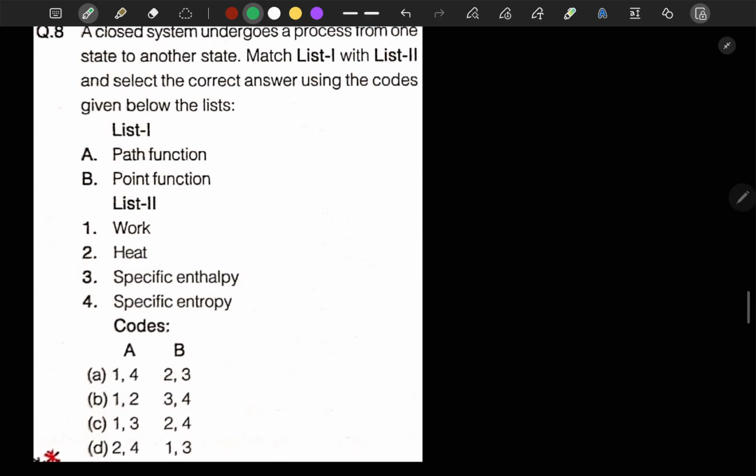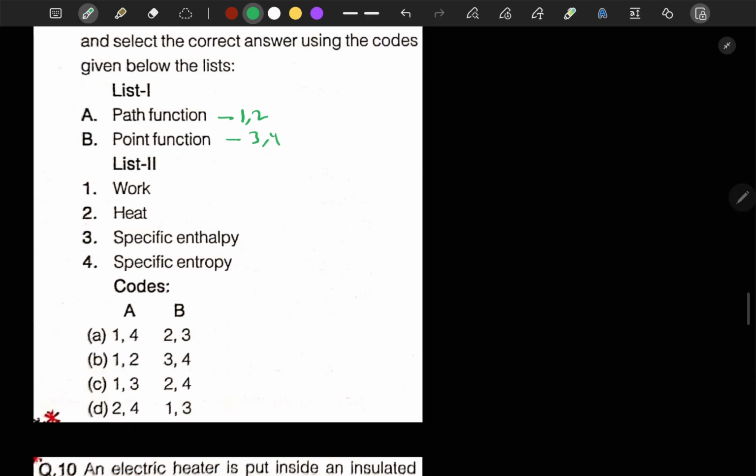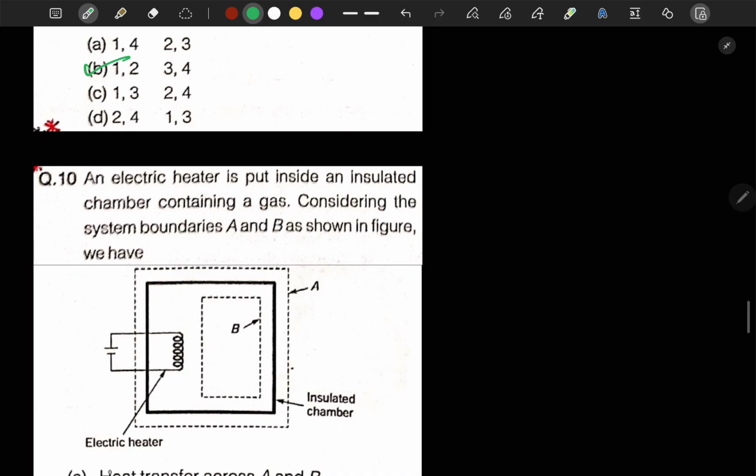Next question is also a match the list. A closed system undergoes a process from one state to another state. So path functions are work and heat, and point functions are 3 and 4, so 1 2 3 4. Okay, so this is it. Next is question number 10.